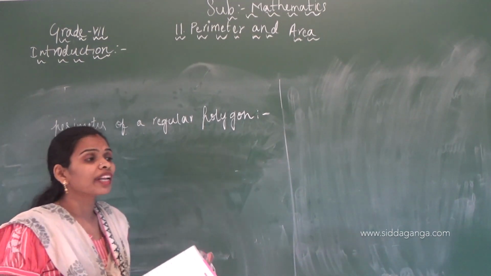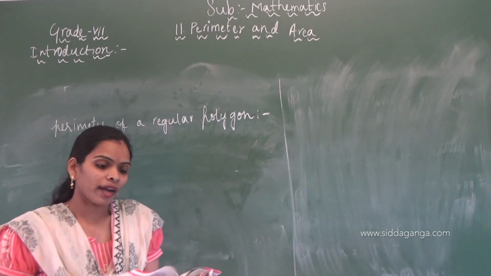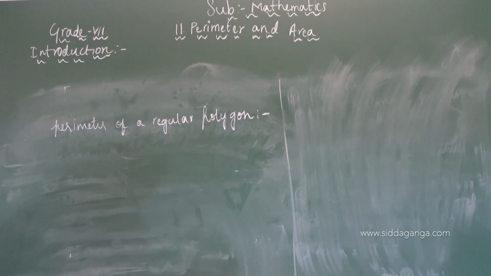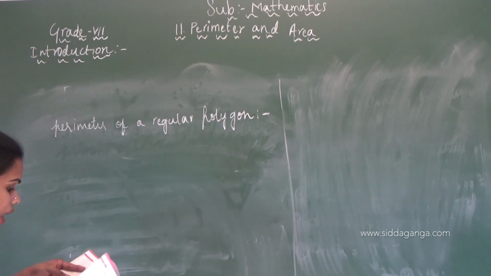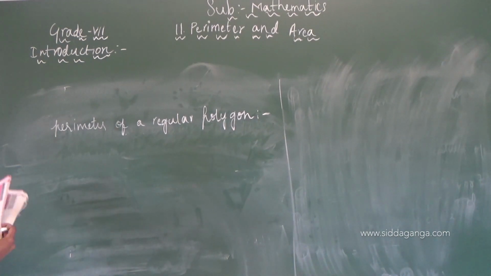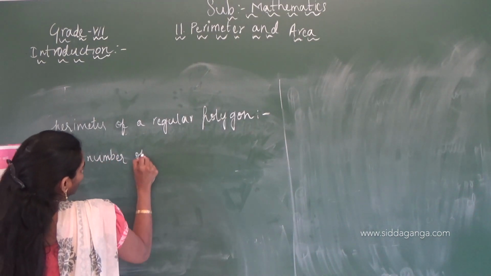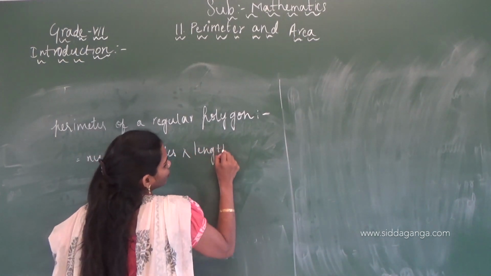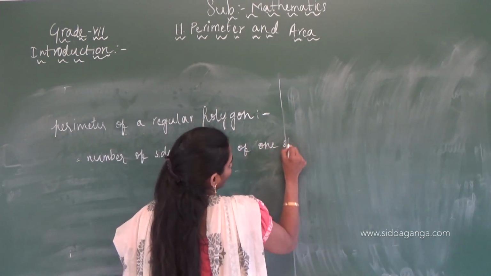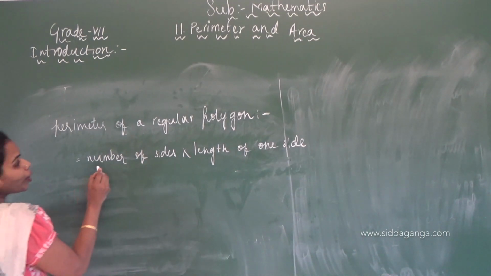Now we all know that an equilateral triangle is a regular polygon, a square is a regular polygon, and a regular pentagon is there. For plane figures like that, we have a general formula: perimeter of a regular polygon equals number of sides into length of one side.